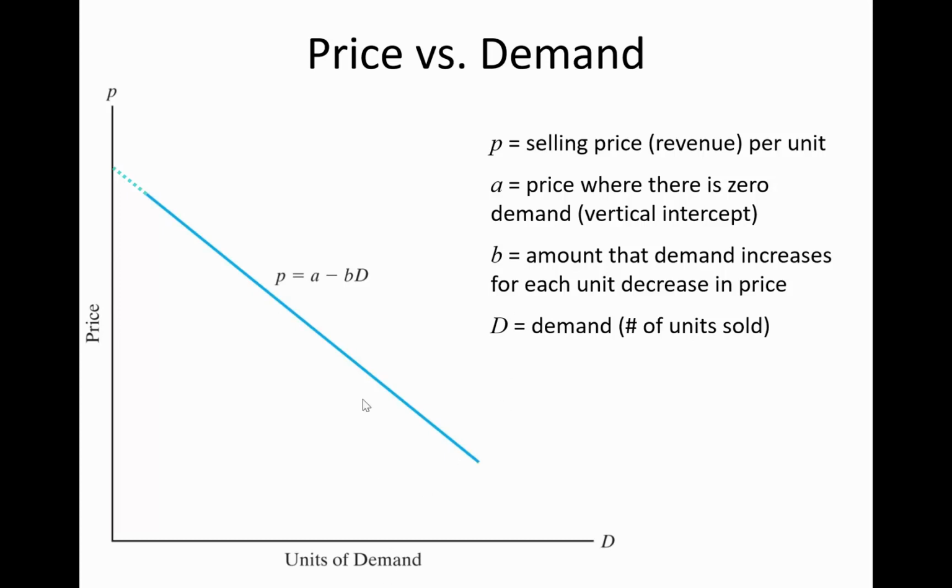And then D is the units of demand. So how many items are sold? So there's an equation here. Now let's get back to some definitions and terms.